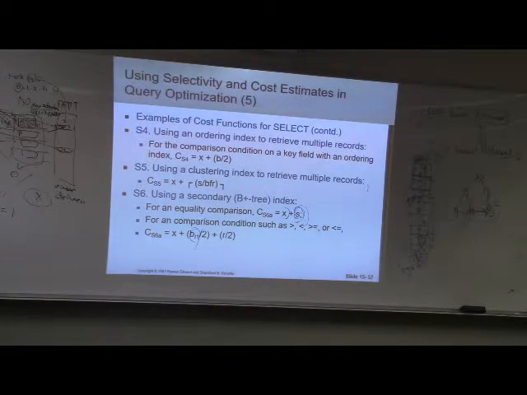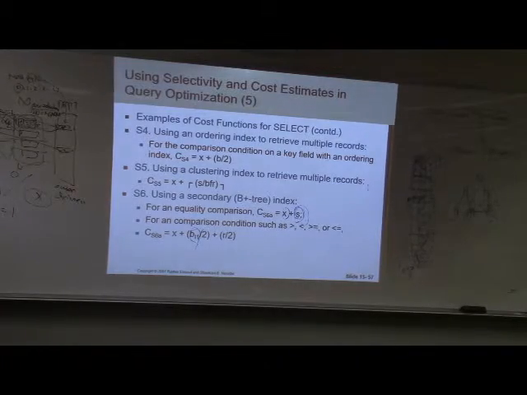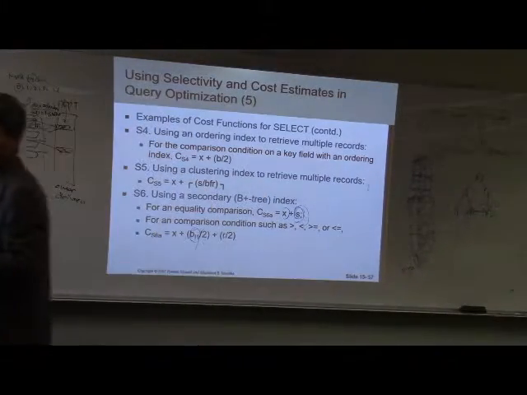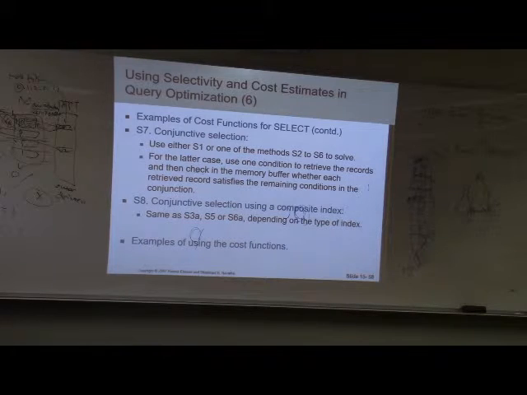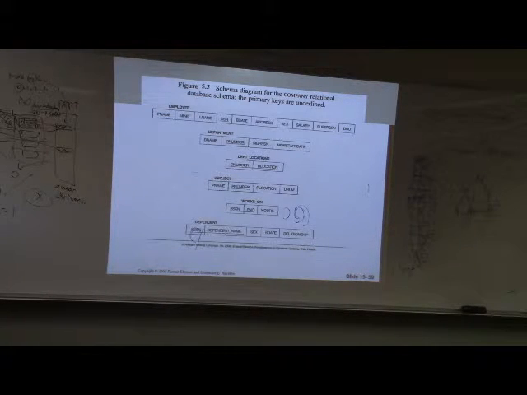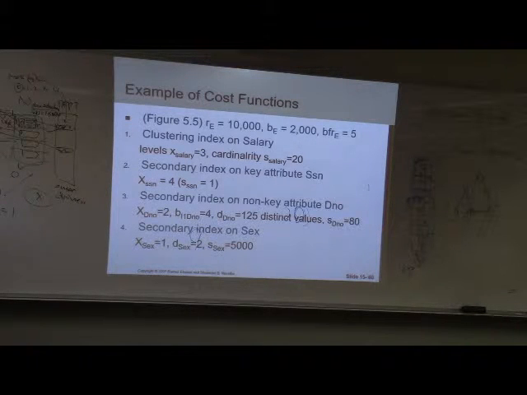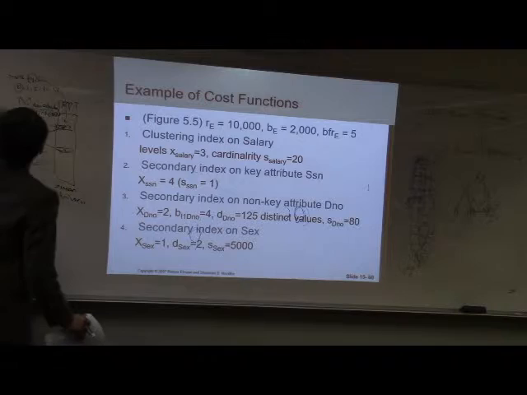What about the conjunctive? Conjunctive is a combination, right? In case of combination, you can decompose, then calculate the cost for each. Then, let's see the example. We are going to use the same company database, which you are already very familiar with.